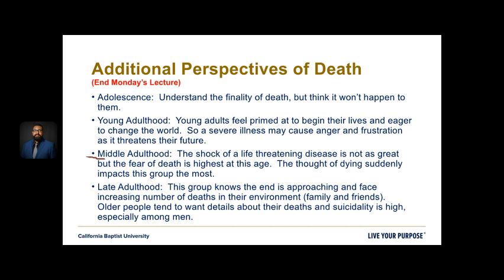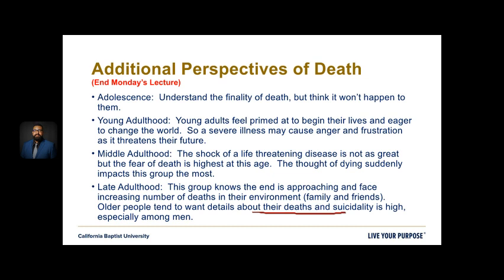It's not necessarily something that they fear, but they do have concerns about how things will be left around them, okay, if they were to suddenly pass. Now, what's interesting is in late adulthood, this particular group knows that the end is approaching in terms of their lifespan. And they face an increasing number of deaths in their environment because other family and friends who are their age are also passing away.